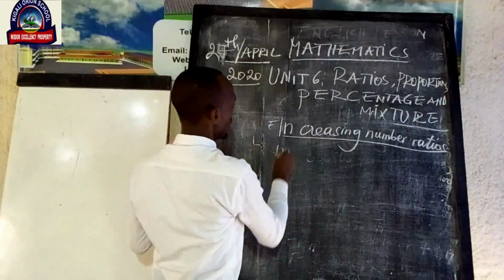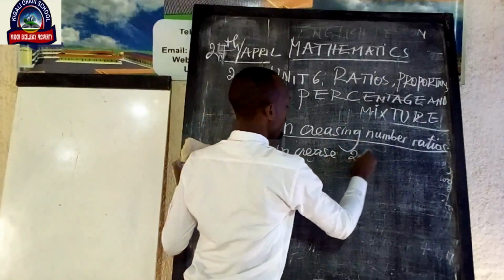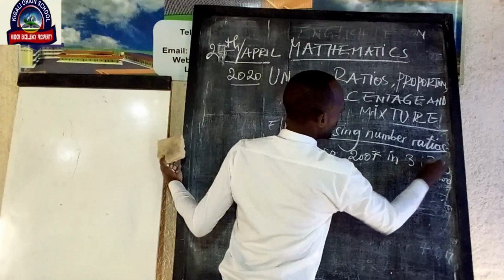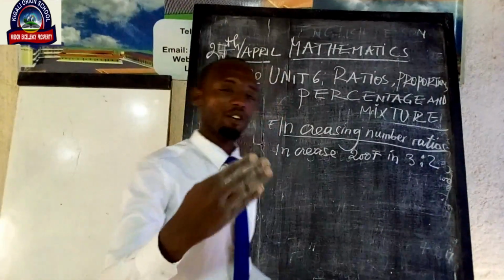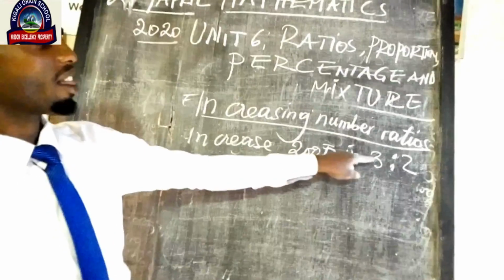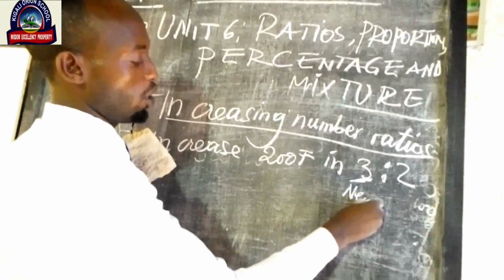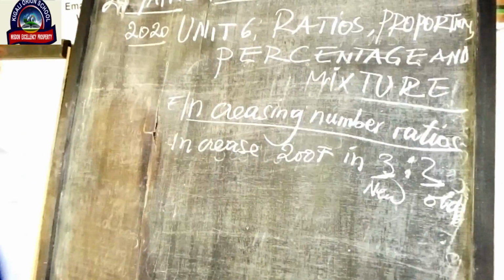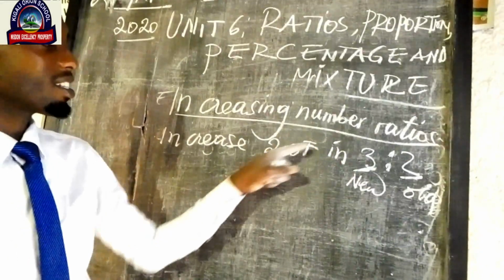For example, increase 200 francs in 3 ratios. Here, I would like to give you one method. Increase 200 francs in 3 2. Always, the starting number is the new quantity, and the second one is called the old. What does it mean? It means that this 200 is the old number we have, which is equal to 2, and this is the new number.